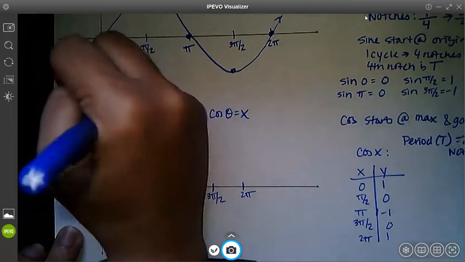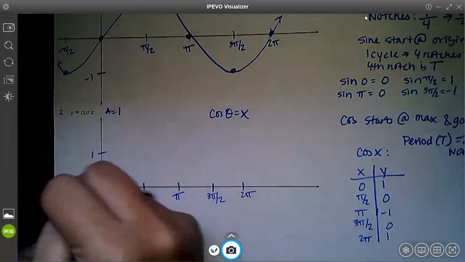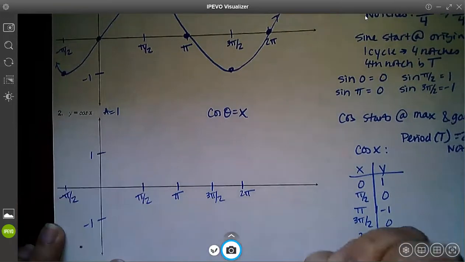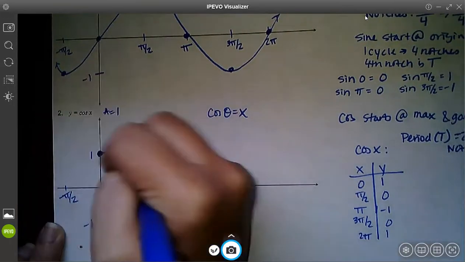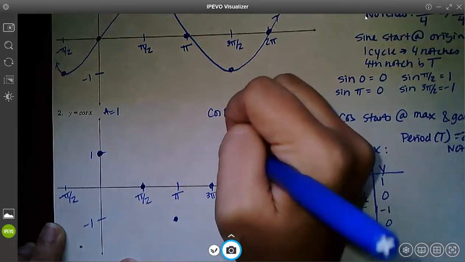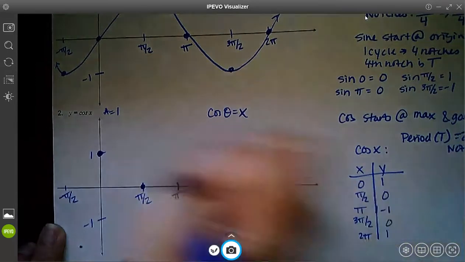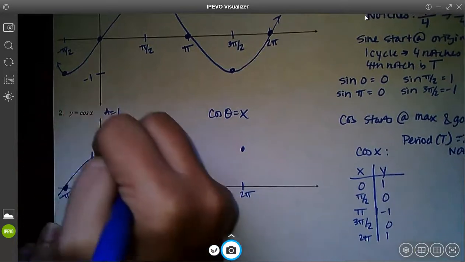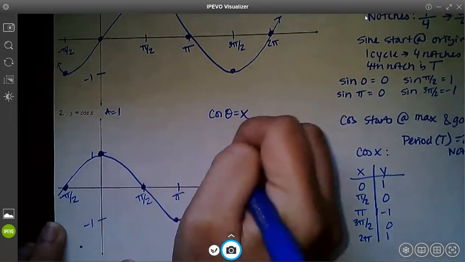This one, our amplitude is 1. Our coefficient to our cosine is your amplitude. So we're starting at our maximum and we're going down. Again, to graph these, you need to be in radian mode on your calculator or on Desmos.